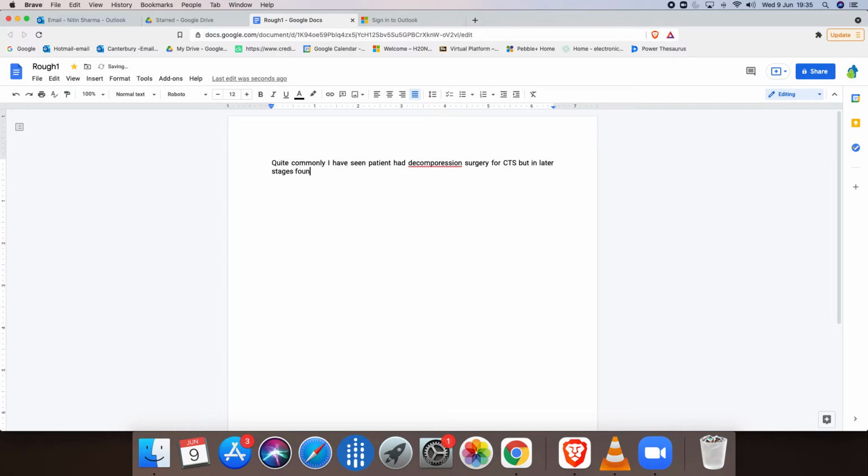Assess abductor pollicis brevis strength. I don't find this as useful. I find thenar wasting a more sensitive sign for this. I'll show you in a slide in a second the sensitivity and specificity of some of these tests.